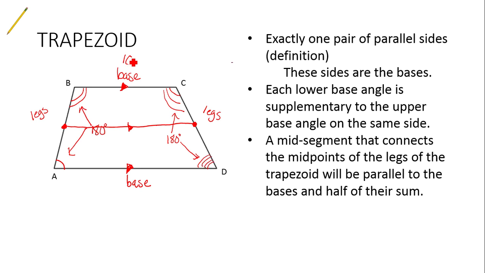So if this is 10 and this is 12, you would add 10 plus 12 and get 22. Half of 22 is 11. So notice how 10 and then one bigger makes 11, and one bigger than that makes 12. We're talking about that mid-segment kind of like being the average, obviously, of those two bases.